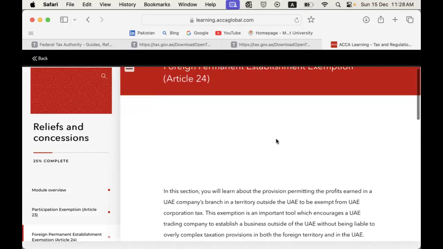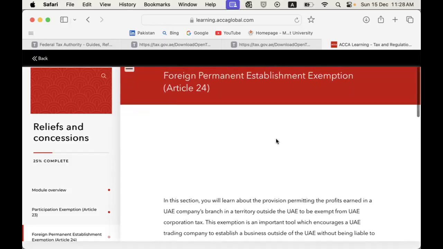It's a place of business within UAE by the foreign entities. Like they are not registered here as a juridical person, but they have a place of business in UAE. Yeah. So what is a permanent establishment? Just a recap.